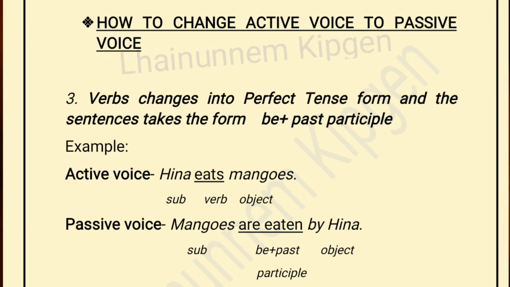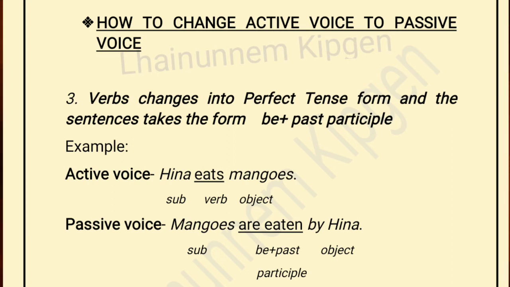Example: Hina eats mangoes. Hina here is the subject, eats is the verb, and mangoes is the object, and this sentence is in active voice. So now we have to change it into passive voice by changing the verb into its perfect tense. So the object mangoes becomes the subject now. Mangoes are eaten by Hina. Are is a be verb and eaten is the past participle.